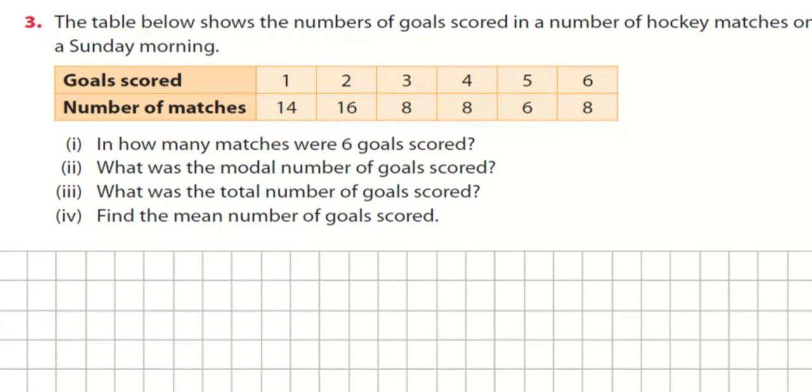Okay, the table shows the number of goals scored in a number of hockey matches on a Sunday morning. 14 matches scored 1 goal, 16 matches scored 2 goals, 8 matches scored 3 goals, 8 matches also had 6 goals. So the answer to that is 8. What was the modal number? Anybody?